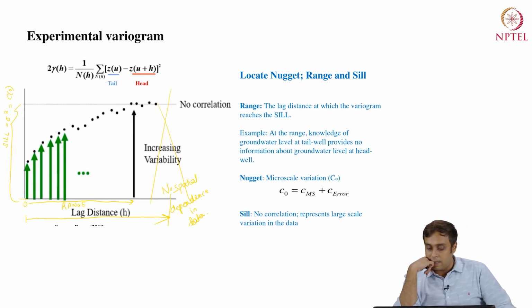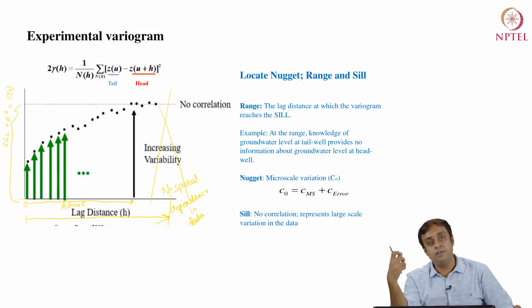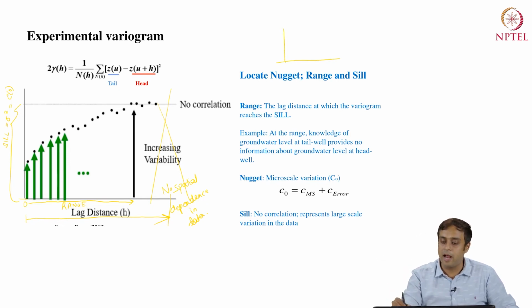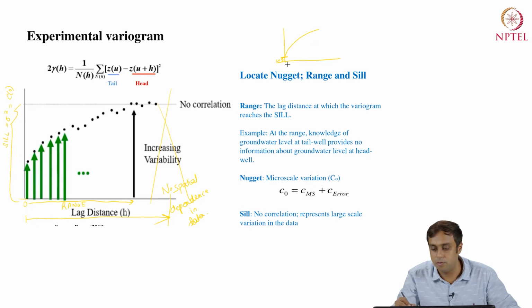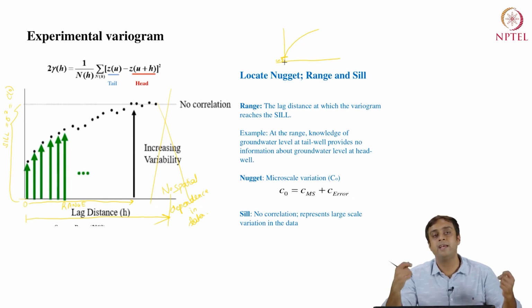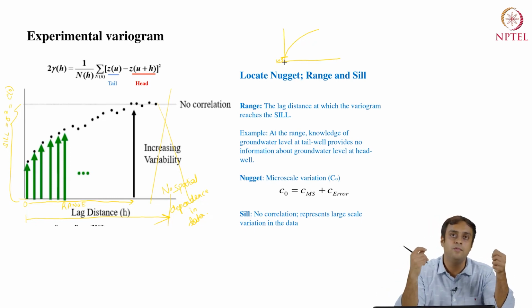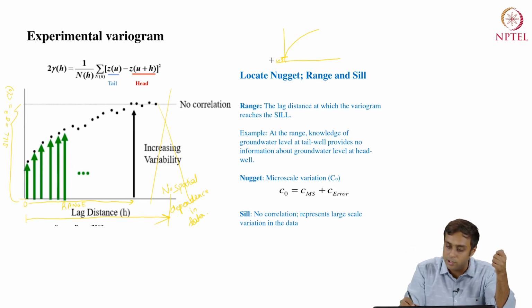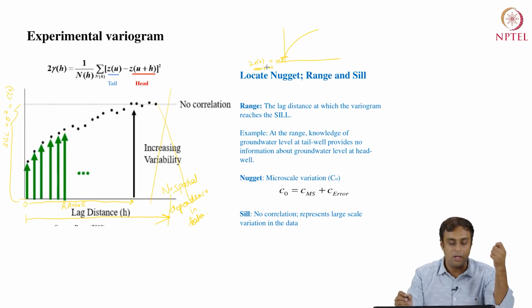Okay. The nugget is a micro scale variation. We know its notation, it's C0, right. On a theoretical variogram, the nugget is where we have C0, right. So, nugget is the 2 gamma h value when h approaches 0, right. So, this is 2 gamma h when h approaches 0.